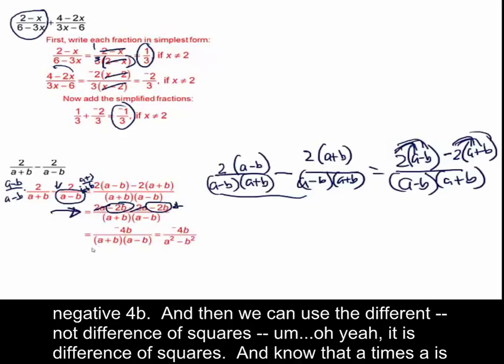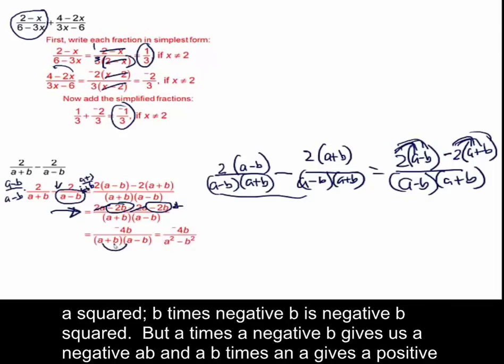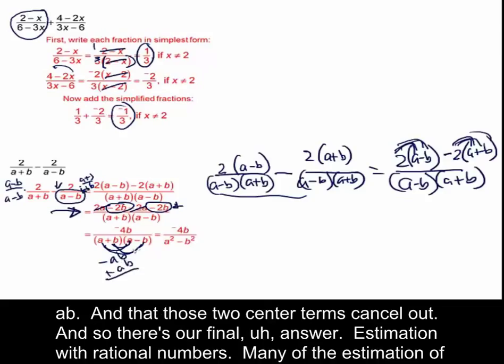And then we can use the, not difference of squares. Oh yeah, it is difference of squares. And know that a times a is a squared, b times a negative b is a negative b squared, but an a times a negative b gives a negative ab, and a b times an a gives a positive ab, and those two center terms cancel out, and so there's our final answer.